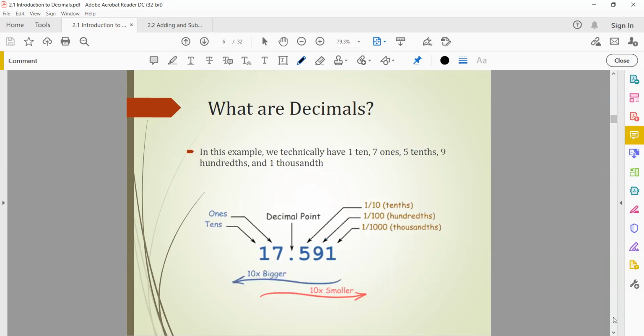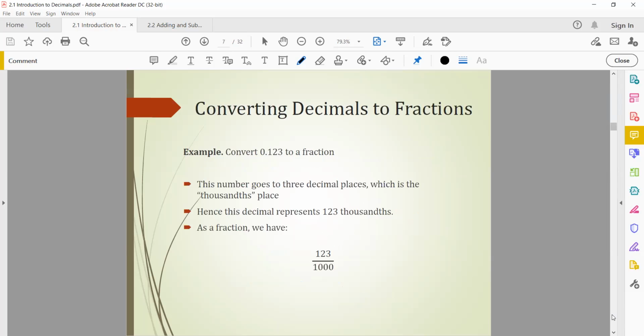What else do we have? So here's another good illustration. So the 1 on the furthest left just represents the tens. So that's 10, and then the 7 represents the ones. So that's just 7. And then the 5 is 5 tenths. The 9 is 9 hundredths, and then the 1 is 1 thousandth. So that represents 17 and 591 ten-thousandths. Yeah, so pretty straightforward, but a pretty clever way of doing it.